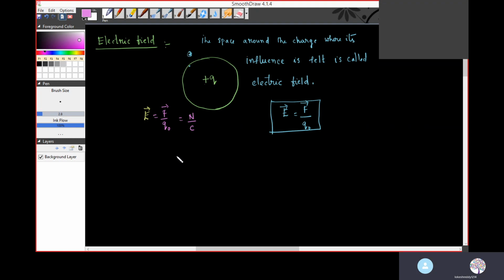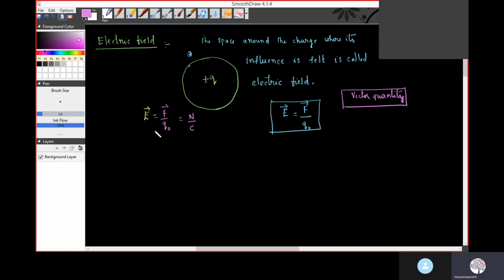Now, electric field is a vector quantity. See the arrow mark on the head. The force acting per unit charge is called the electric field. The direction of force is the direction of the electric field.